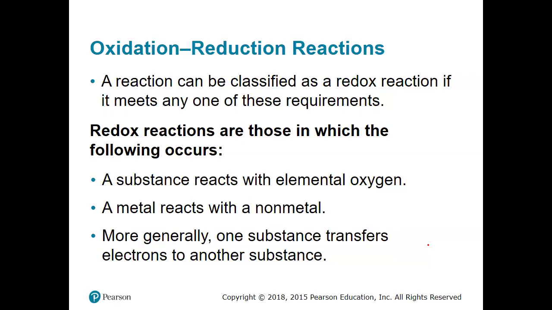Another telltale sign is when we have metals reacting with nonmetals. Now we know from our studies of the periodic table that metals tend to form positive ions and that nonmetals tend to form negative ions. Well, if I'm starting from no charge to positive and negative ions, I know that electrons have moved around. In particular, they have moved from the metal to the nonmetal.